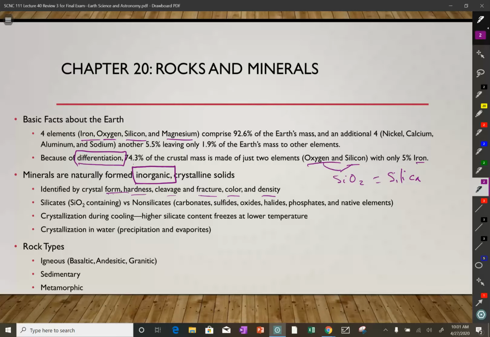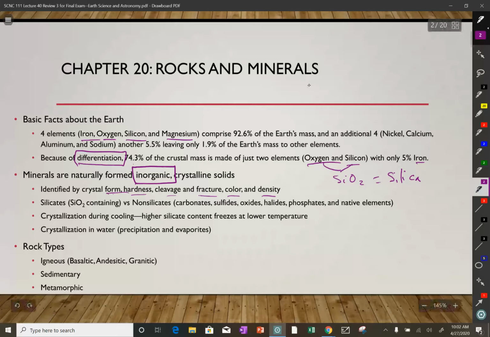Crystalline form is actually related to cleavage, or more accurately, cleavage is related to crystalline form. If you hit a crystal, you can get it to cleave, or break along a face on the crystal structure. And so that's what cleavage is. Fracture is the opposite of cleavage. If you hit it, it just breaks into shards rather than breaking along a plane. Color is pretty obvious, and density we've already talked about.